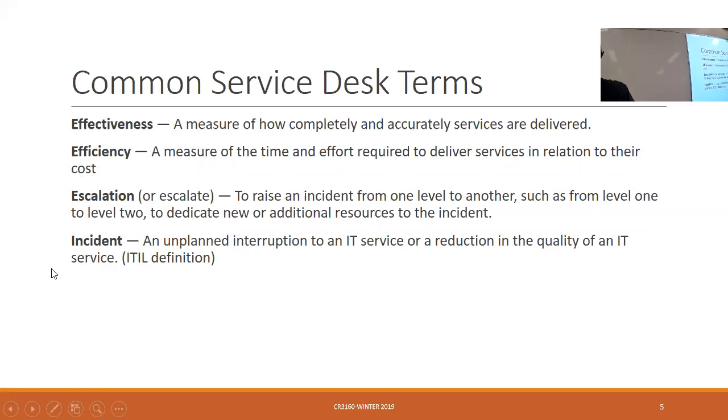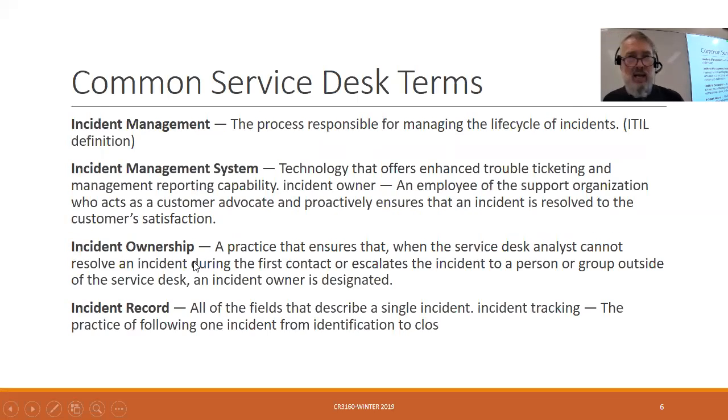So incident, this is the big word that we use. So we have incident management that we're talking about there. An incident is when we have an interruption that we didn't plan, or we have a drop in quality. That's an incident. And so we have an incident management system. And in the last lesson, we talked about that in ITSM, ITIL.